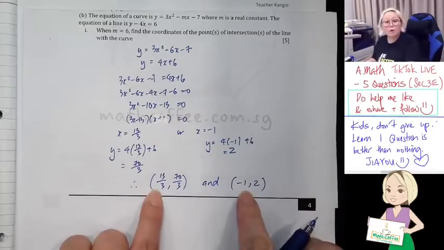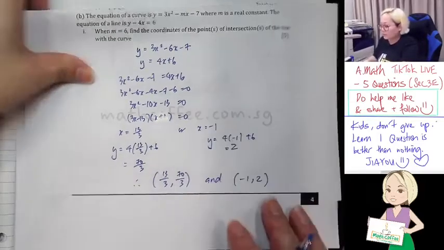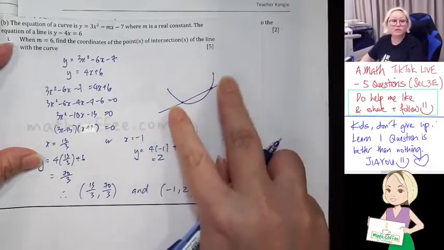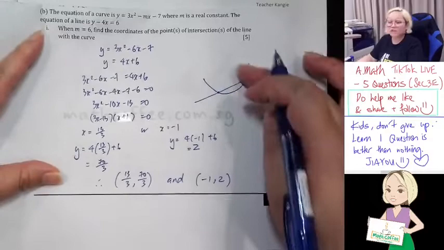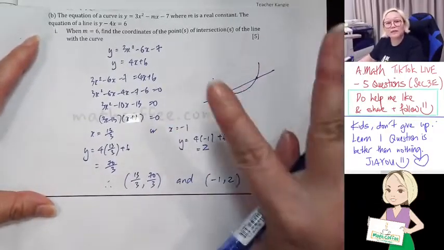So these 2 points are the points of intersection. For this case, it means that it is like a curve and a line, and this is the 2 points of intersection. Okay, this is what it means. This is not the actual curve, I'm just giving an example. It's just a curve against a line where I have 2 intersection points.